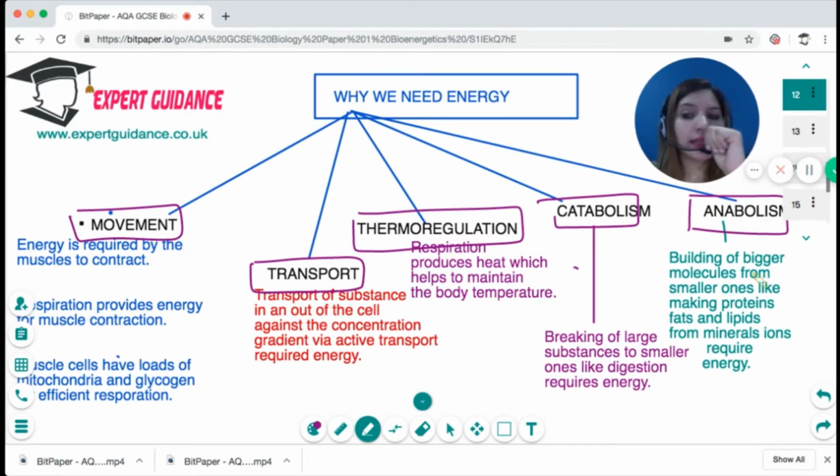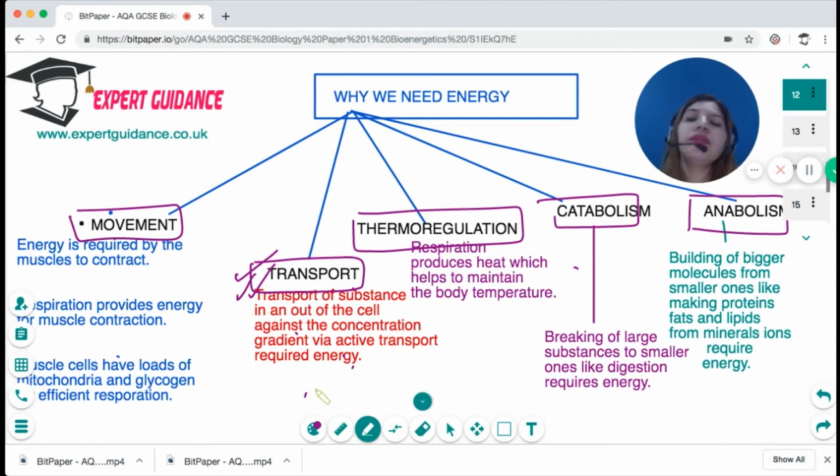So we need energy for the muscles to contract, because only when the muscles contract will we be allowed to move. So muscle cells are responsible for movement, and they are well adapted to do respiration. Therefore, they have loads of mitochondria, and they also store glycogen, which is the fuel for respiration. Next is transport. You know that for active transport, we need energy because it is a movement of substances against the concentration gradient. So we need energy for the transport via active transport.